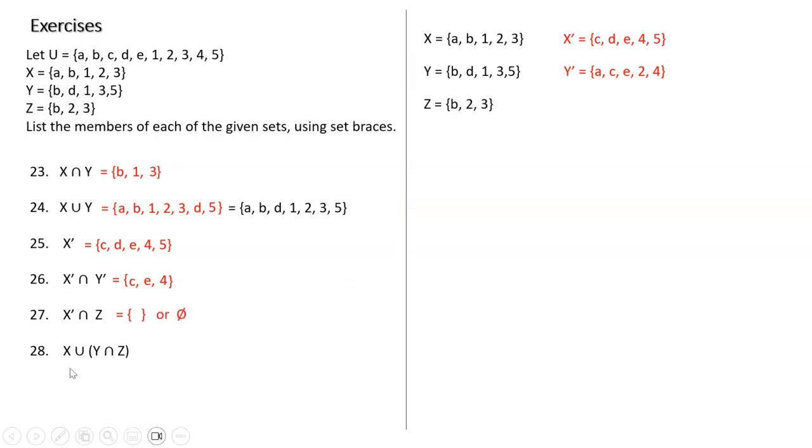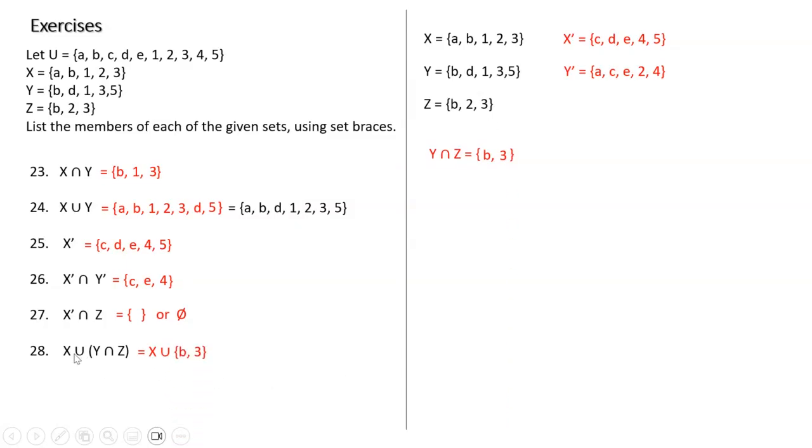Okay. Now let's look at number 28. We have X union parentheses Y intersects Z. So we have to do the parentheses first. So what does Y and Z have in common? Y and Z. They have in common a B and a 3. And that's it.